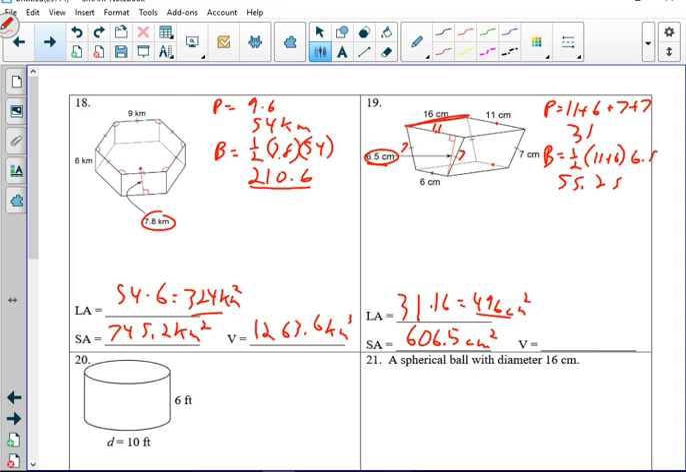The volume is the area of the base times the height, which is 884 cubic centimeters.